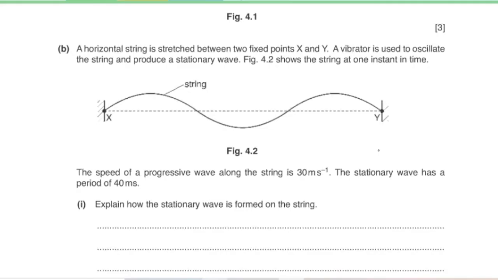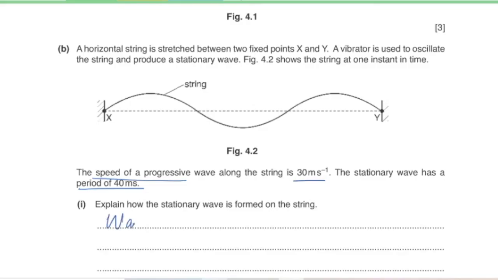Part B, a horizontal string is stretched between two fixed points X and Y. A vibrator is used to oscillate the string and produce a stationary wave. Figure 4.2 shows the string at one instant in time. The speed of a progressive wave along the string is 30 meters per second. So this is the speed. The stationary wave has a period of 40 milliseconds. Part 1, explain how the stationary wave is formed on the string.